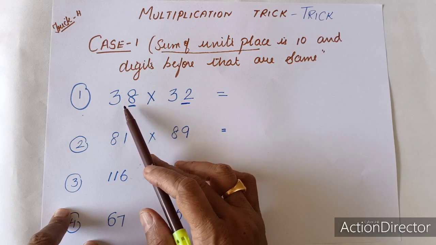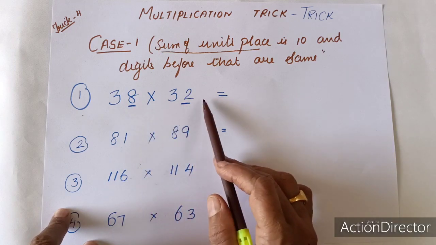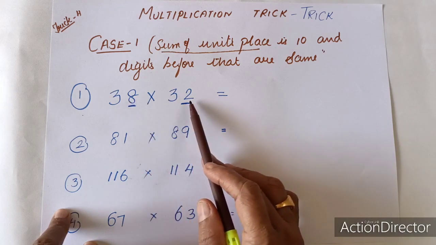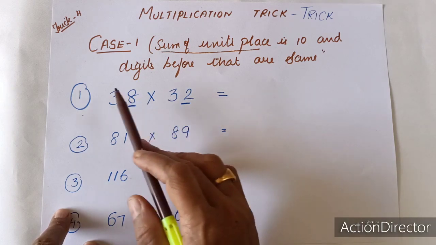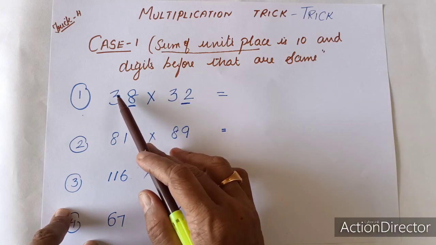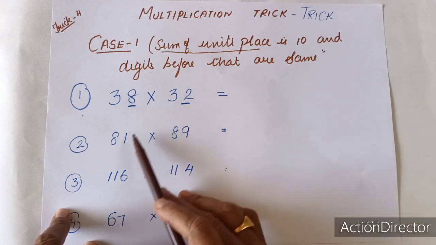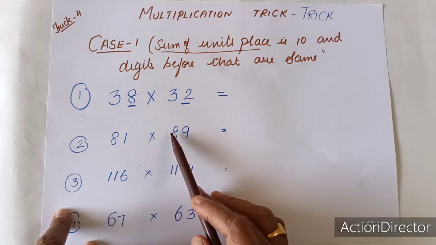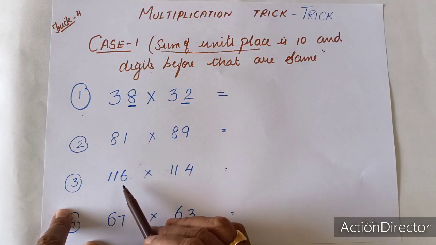Here if you are going to observe, in 38 into 32, the units places are 8 and 2, where the sum of 8 plus 2 is equal to 10. And the tens digits, that is the digits before the units place, are same. Here both are 3 and 3. Considering 81 into 89, again 9 plus 1 is 10. The digits before the units place are also same.